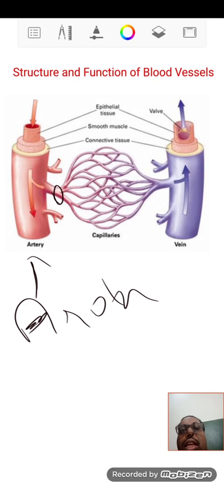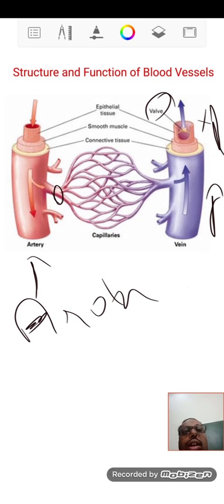Remember one more thing: arteries don't have valves and veins have valves. A valve is something like a flap. Why do veins have these flap-like structures? Because backflow of the blood is not allowed. Once the blood starts to move in one direction, it is not allowed to come back to the former direction. In order to stop that, they have valves.